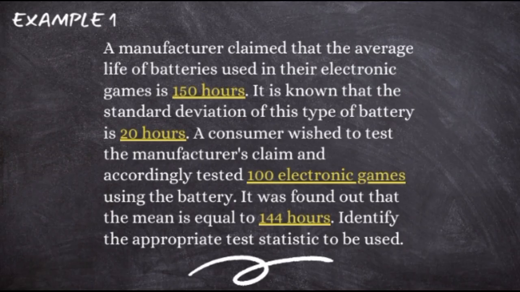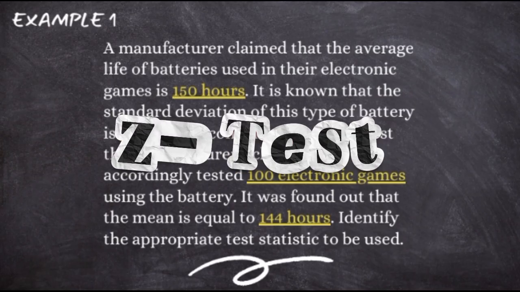Next is the standard deviation. So sa atuang second sentence na makita nato dira, it is known that the standard deviation of this type of battery is 20 hours. So known daw ang atong standard deviation. Okay, so atong standard deviation again is known. So maggamit ta og z-test kay greater than or equal to 30 man siya, and then ang standard deviation niya is known. So we're gonna use the z-test.